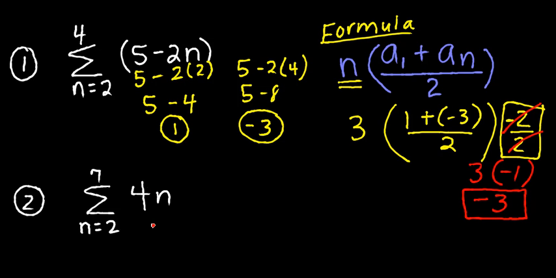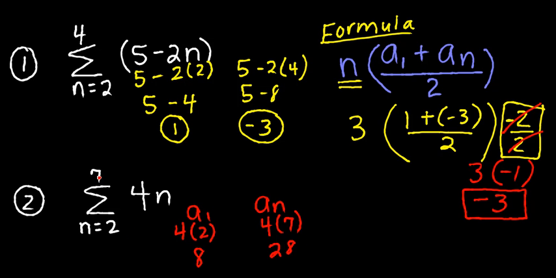Let's do another example really quick here. I need just my first number and my last number. So I'm going to plug in my 2, representing A1. 2 plugged in here would give me 4 times 2, or 8. Now my last number is going to be when I plug in this value of 7. So that's my An. I'm going to plug in 7 here. So 4 times 7 is 28. This is my first term. That's my last term.